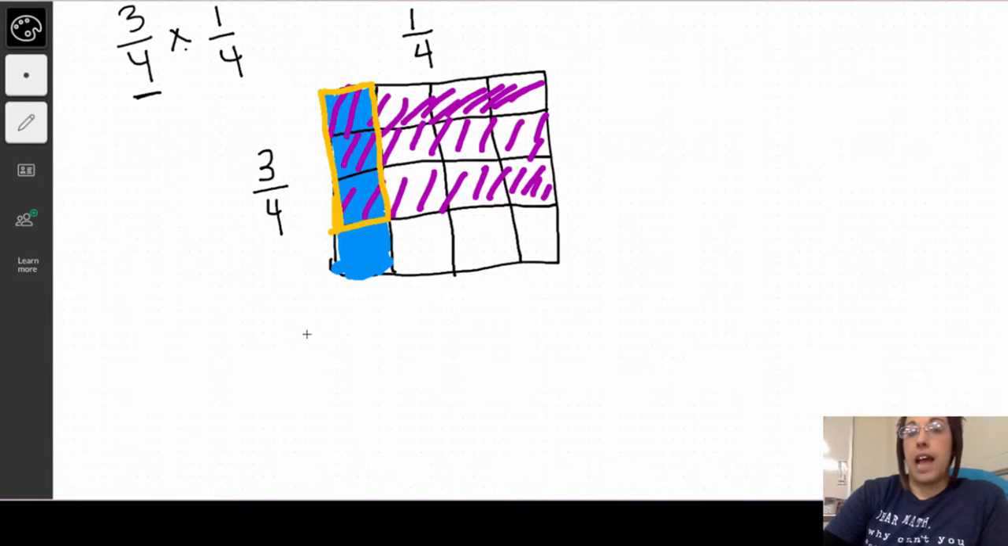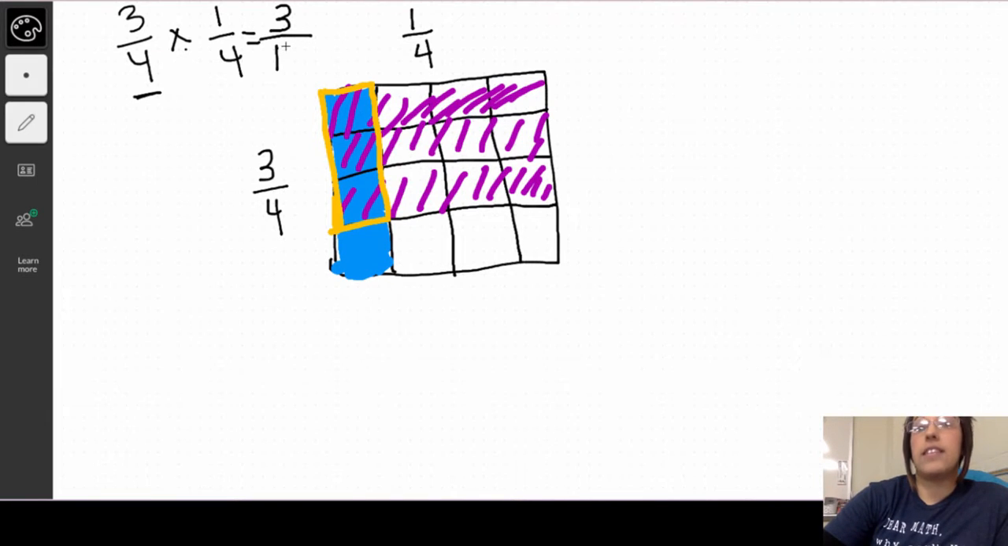So when I name this section, my numerator is going to be how many boxes have both colors in them. Well, 1, 2, 3 boxes have both colors. That's my numerator. My denominator is how many total boxes I have in the area. So 1, 2, 3, 4. 4 rows of 4 would be 16 total boxes.